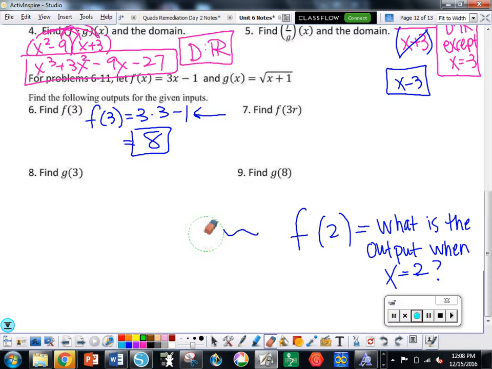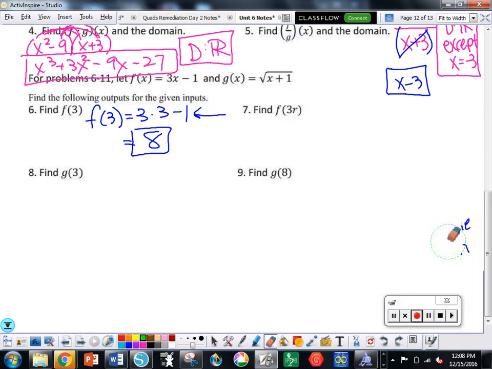Is this one... I remember that. That was fun. Okay, let's try another one. Number 8, g of 3. That means everywhere there is an x, what do we do?